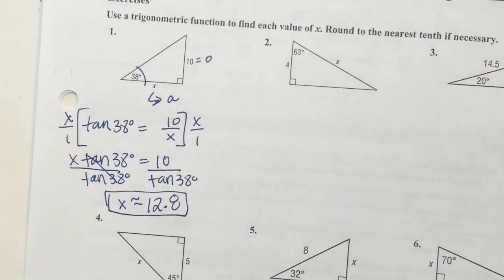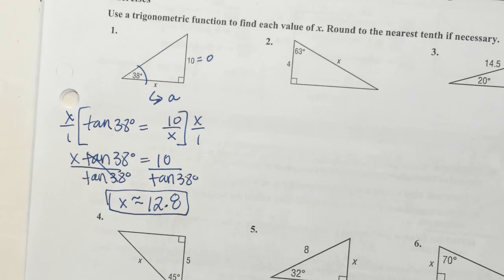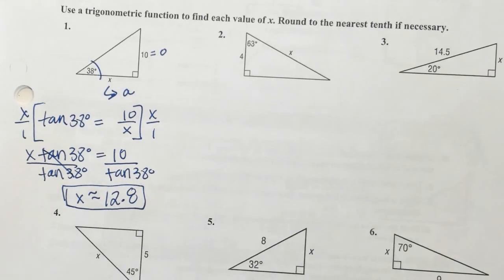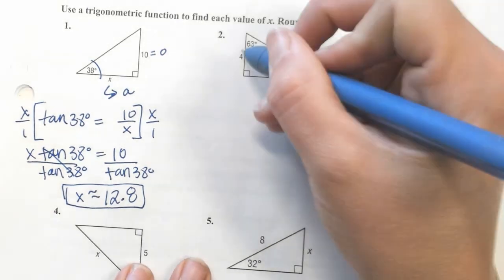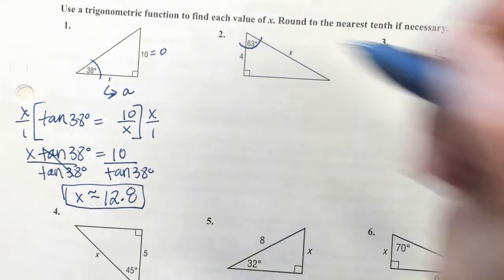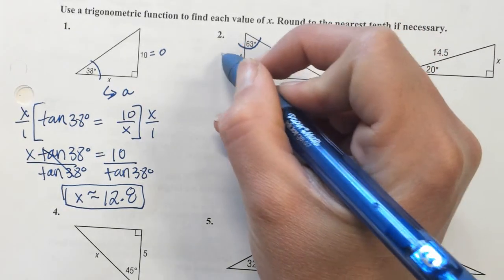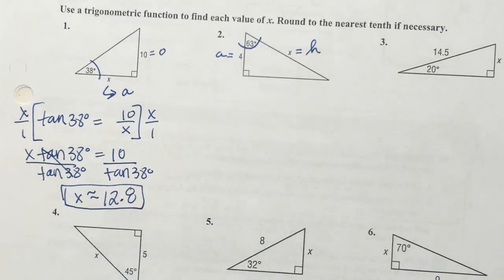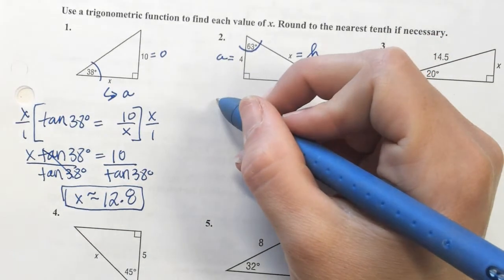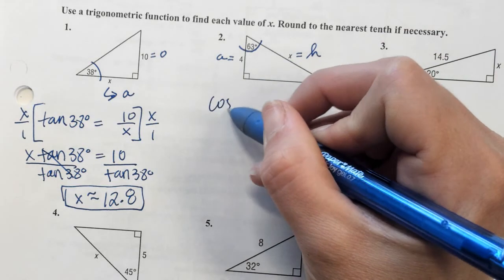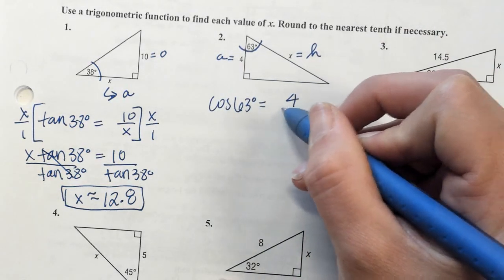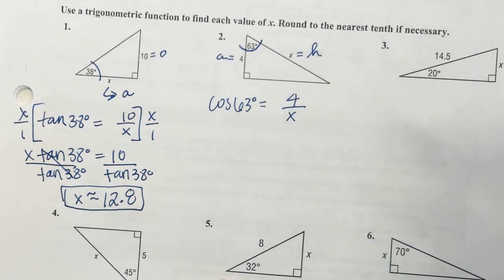Let's do one more together, and then we'll call it a day. Alright, solving for x again in this one. What angle do they give us? 63. What is 4 compared to 63? And what is x compared to 63? What trig function is dealing with adjacent and hypotenuse? Good. So tell me how to set it up. Very good. Or x, either one. Adjacent over hypotenuse.